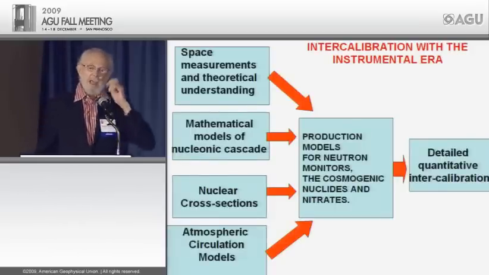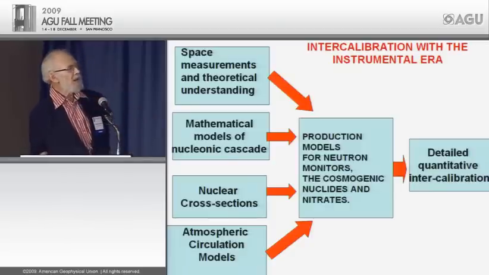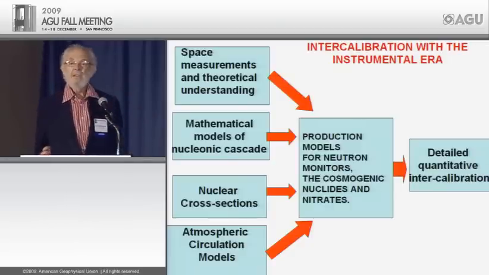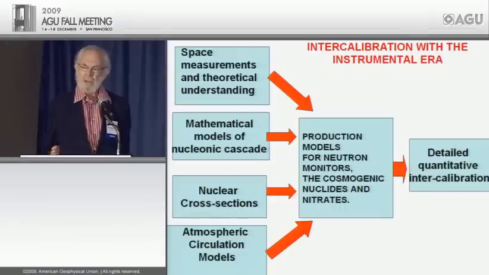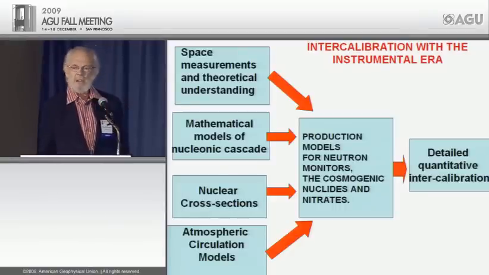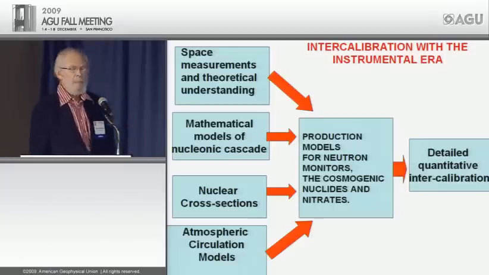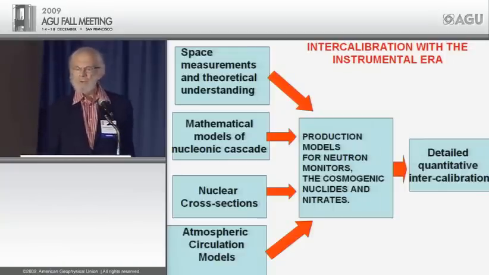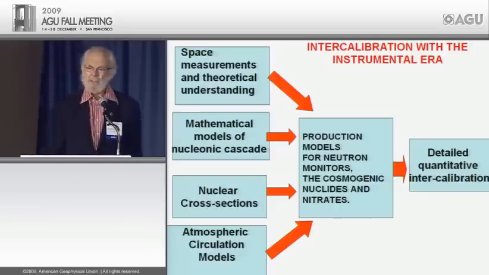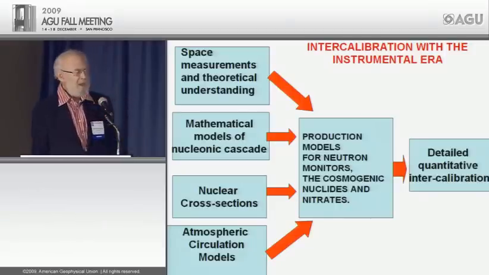Let me just explain where we have come from in the last 10 years in respect of the paleo cosmic ray data. Ten years ago, we knew that there were variations in the carbon-14 and the beryllium-10, but we couldn't relate them to our experimental measurements with neutron monitors or with the satellites.